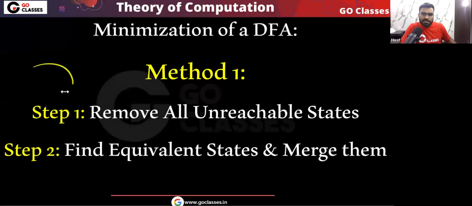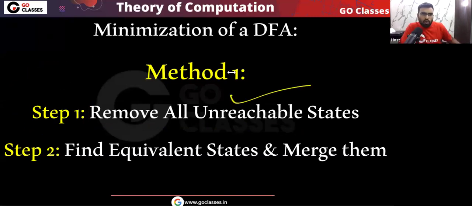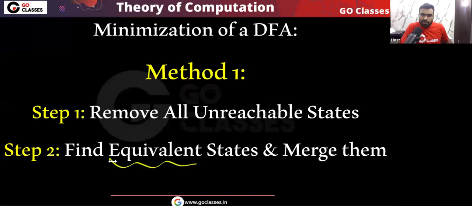That is very simple. Step number one, that is remove all the unreachable states. So first you remove all the unreachable states, and then you find equivalent states and you merge them. Now they are equivalent states, so we can merge those states. So these are the two steps. The first step is very simple: remove all unreachable states.